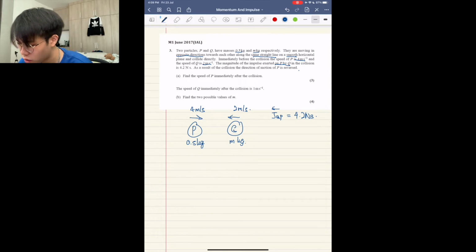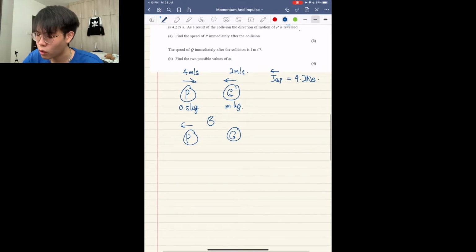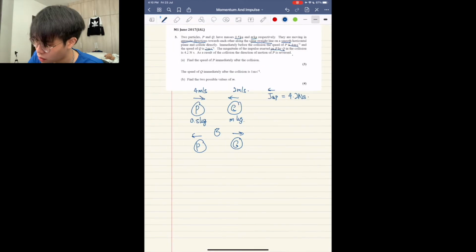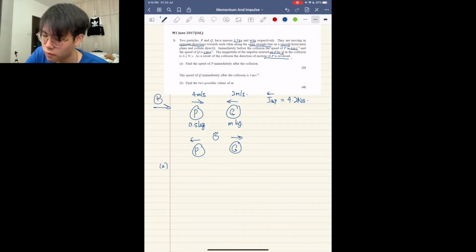As a result of the collision, the direction of the motion of P is reversed. So after it collides, P is reversed. For Q, the question didn't say whether the ball Q will go to the left or right, so you can assume any direction you want. You can assume it to be right first. Now we have all the information and can start question A. Another thing is you need to indicate that everything towards the right is positive.